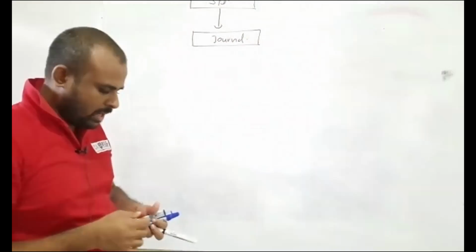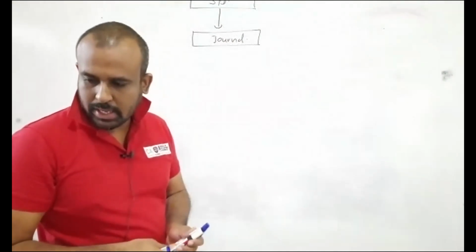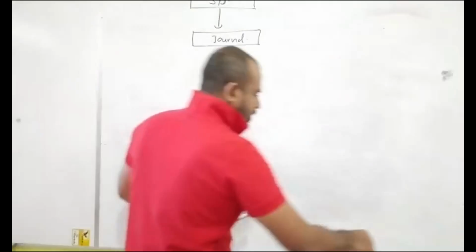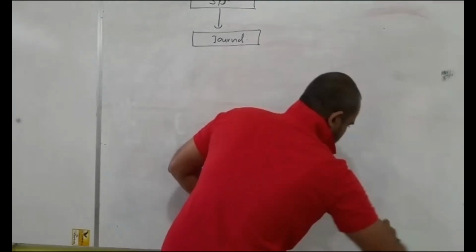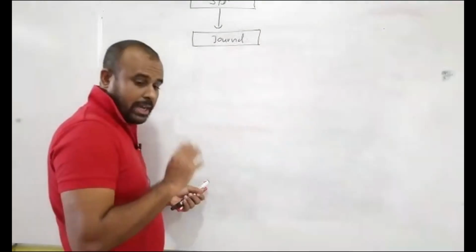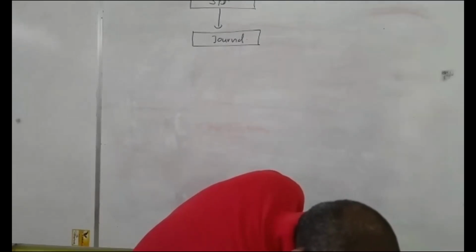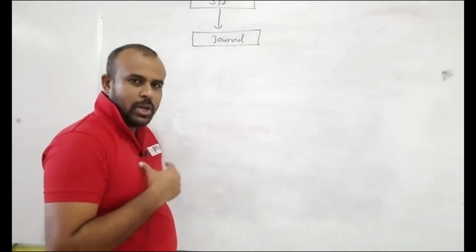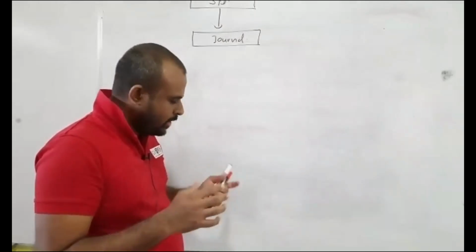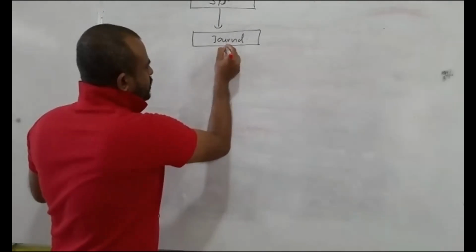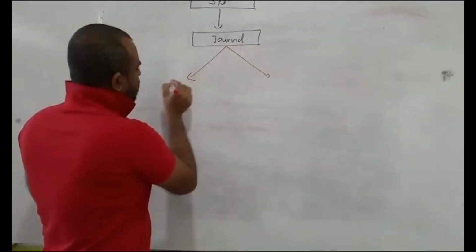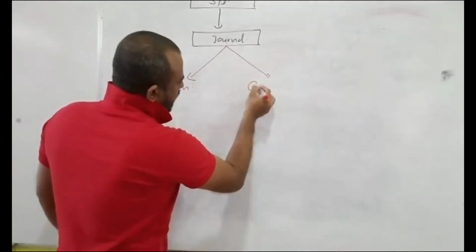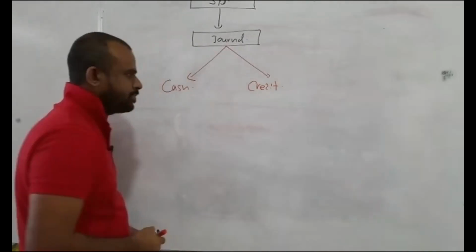So every transaction, soon after you identify it through the source document, will be recorded in a journal, right? When it comes to transactions, there are two types for our purpose in your examinations. Whatever the transaction that may take place, you divide it into two parts. The transaction that you perform on cash basis, you call that a cash transaction, and other transactions are credit transactions.